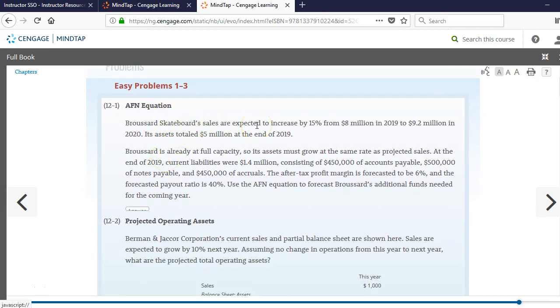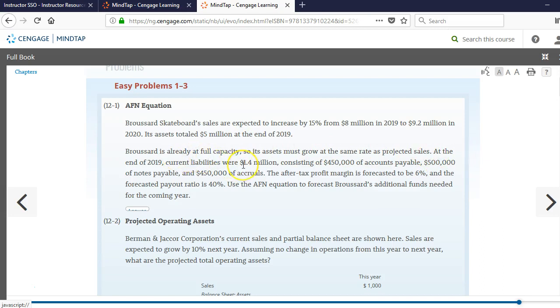They expect to increase sales by 15% from 8 million to 9.2 million. Assets totaled 5 million in 2019. They're already at full capacity. That's a big deal to know that. Assets must grow at the same rate as projected sales.